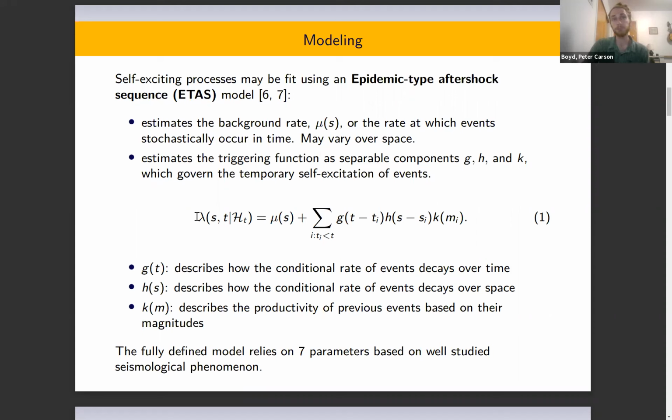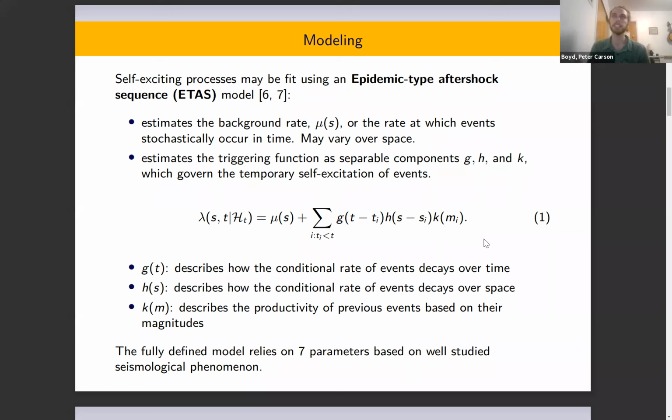So we can look at this model here as the conditional intensity again being lambda, which is a function of both space and time, and it depends on the history. And so this conditional intensity is then going to be equal to mu, or the background rate, the number of events we expect to occur sort of naturally, plus however many triggered events we anticipate.